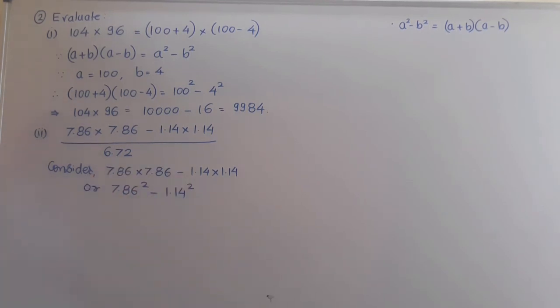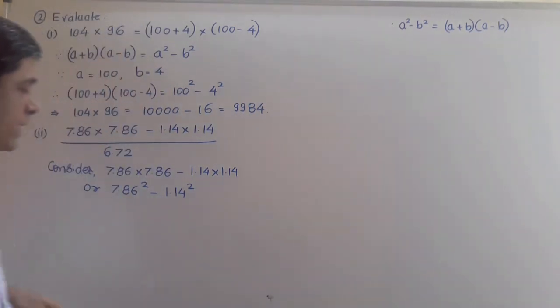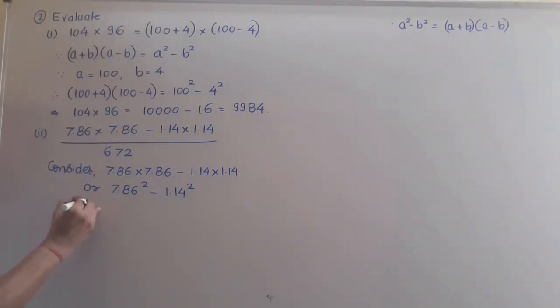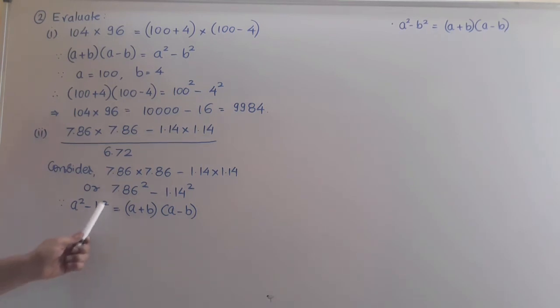Now look at the formula. See, these two terms are coming in the form of a square minus b square, and that formula we can apply. So we can write a square minus b square is equal to (a plus b) into (a minus b). Here two brackets are not given, so the formula will be in the form of the left hand side. So now a square minus b square, here it is coming 7.86 square minus 1.14 square. So compare, the value of a will be here 7.86, and the value of b will be here 1.14. Put these two values in the formula.